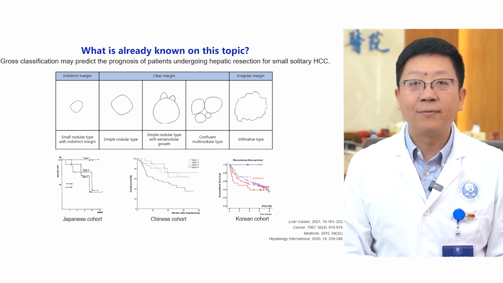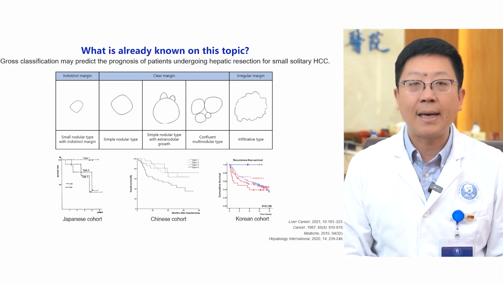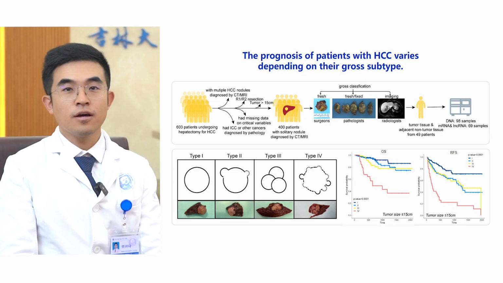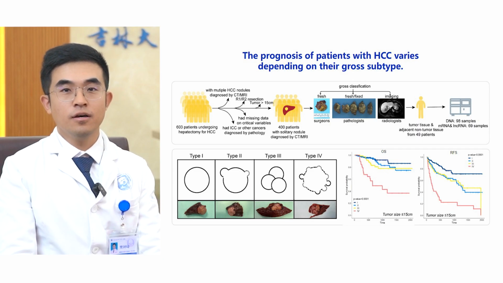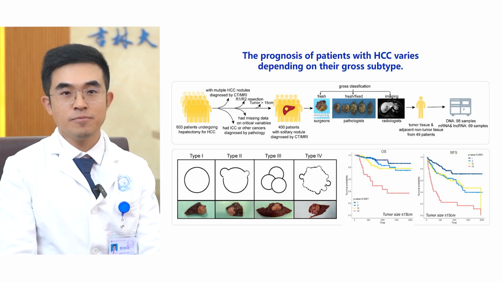But it is not widely used in clinical practice due to the limited number of cases with each subtype and undefined molecular mechanisms related to them. In the current study, we constructed a prospective cohort comprising 400 surgical patients with solitary HCC with 4 different gross subtypes.